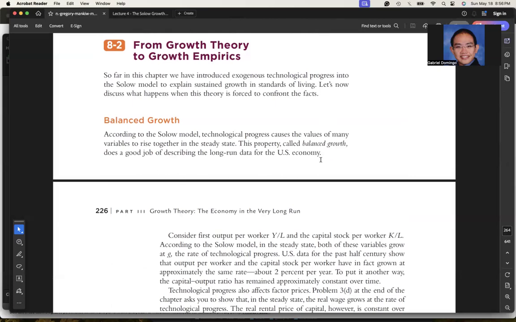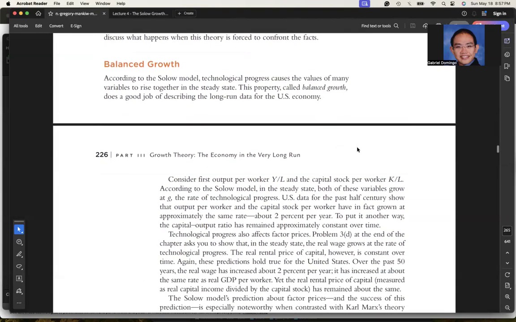All right. So next, let's talk about some growth empirics. Okay. So first, let's talk about balanced growth. So a feature of the Solow model here is a property called balanced growth. Okay. So what is that balanced growth idea? The balanced growth is first, consider Y over L, which we had just talked about, and then K over L. So according to the model in the table above, these grow at rate g. Okay. So output per worker and capital per worker, they both grow at rate g, right? Which is the rate of technological progress.